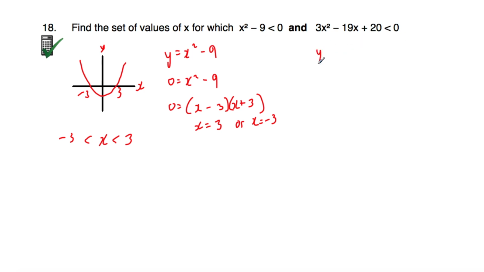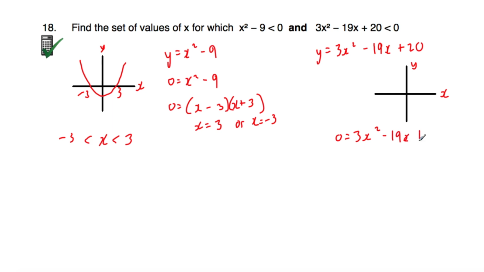So let's sketch the graph of y equals 3x squared minus 19x plus 20. So we're going to sketch this quadratic. Let's draw our x and y axis. So our x-axis and our y-axis would look something like that. And let's label them x and y. And we want to find where this quadratic crosses the x-axis, so let's let y equal 0. So we'd have 0 equals 3x squared minus 19x plus 20.